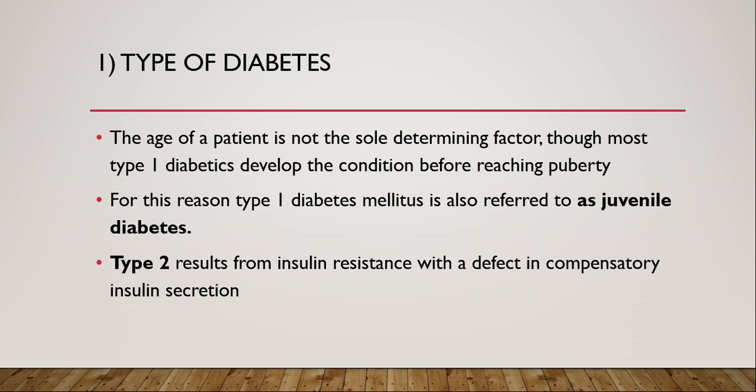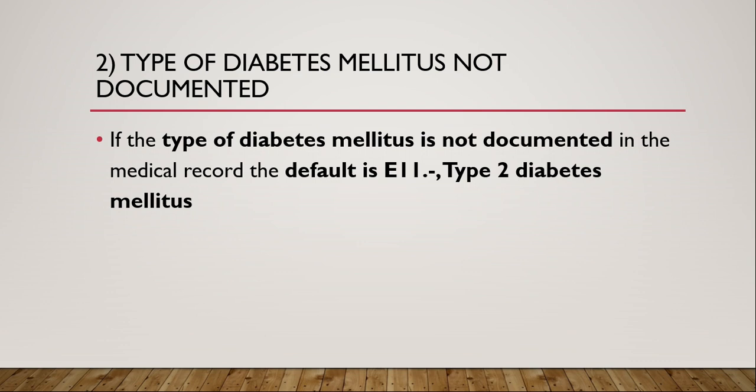Okay, next, type 2. When you're talking about type 2, your category should be E11. Okay? E11. Now, what if there's no indication of a type of diabetes mellitus? But keep in mind first that when we're talking about type 2, it should be E11. So what if, sir, there's no specification of what type of diabetes mellitus it is? Okay, so let's have the next guideline. Type of diabetes mellitus not documented. So what if the diabetes mellitus type is not documented in the medical record?